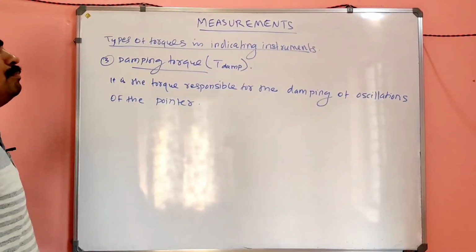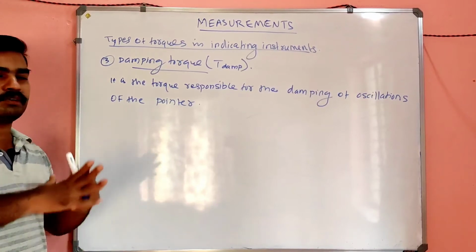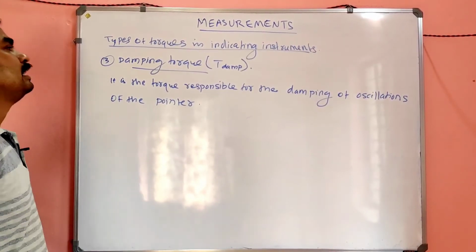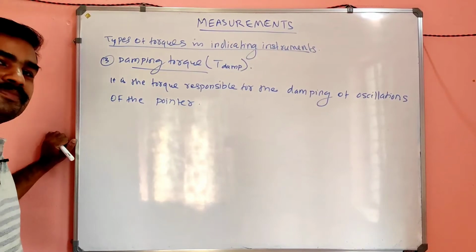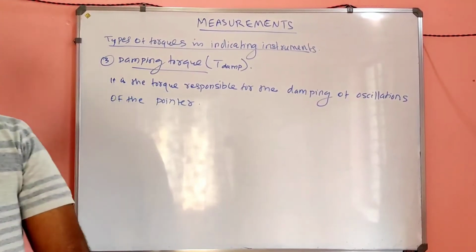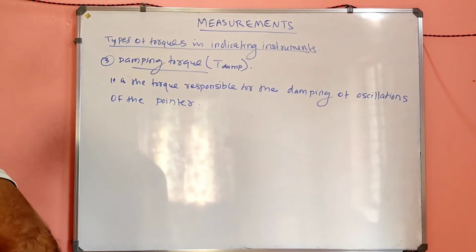So the damping torque acts there in order to suppress the oscillation produced by the pointer. We are using the damping torque. Is it clear, my dears?